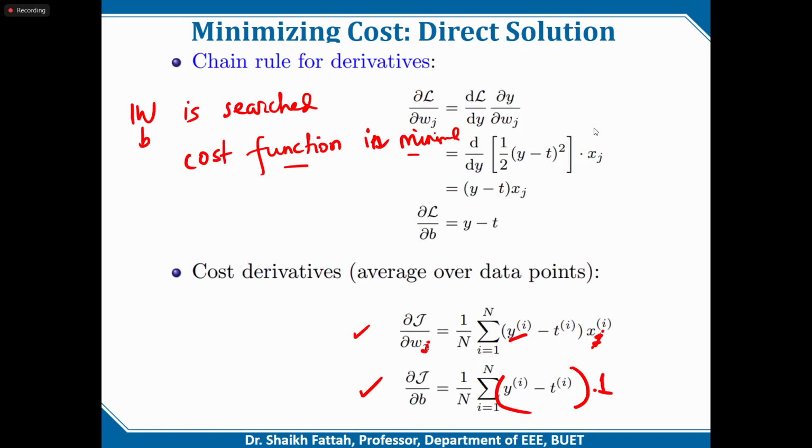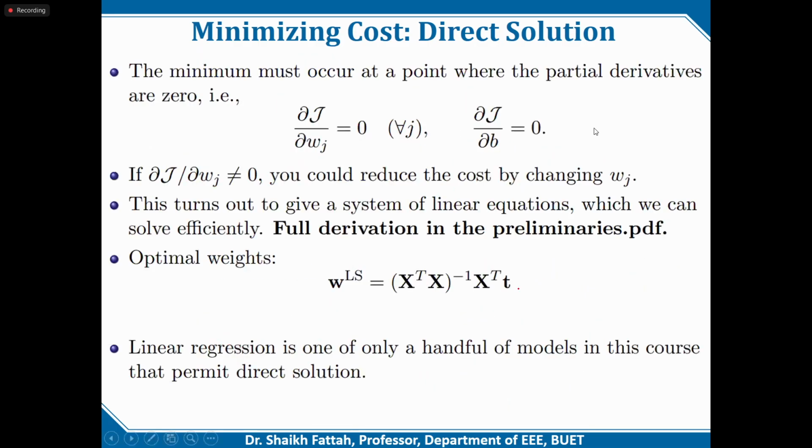So if you have 5 w's, you will get 5 equations plus one more, 6 equations in total. And each of these derivatives, as we are trying to minimize the cost function, must be 0. So you'll get a set of linear equations. You see, the equations are linear; there is no x squared. So you'll get a system of linear equations.